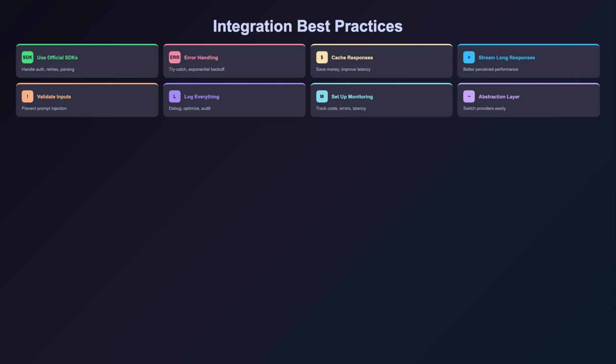Set up monitoring and alerts. Track costs daily. Alert on unusual spikes. Monitor error rates. Catch problems early. Consider using an abstraction layer. Libraries like LangChain or LlamaIndex let you switch providers easily. If OpenAI has an outage, fail over to Anthropic without changing your application code.